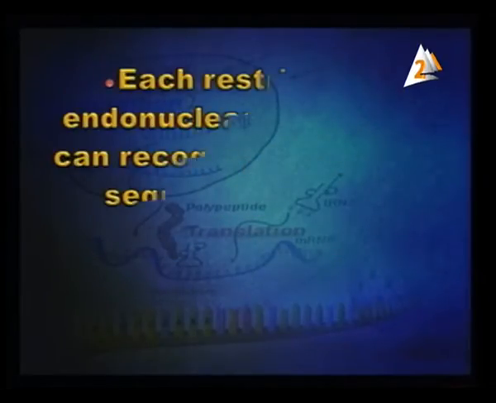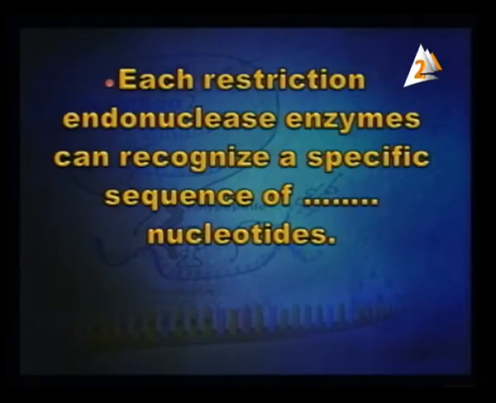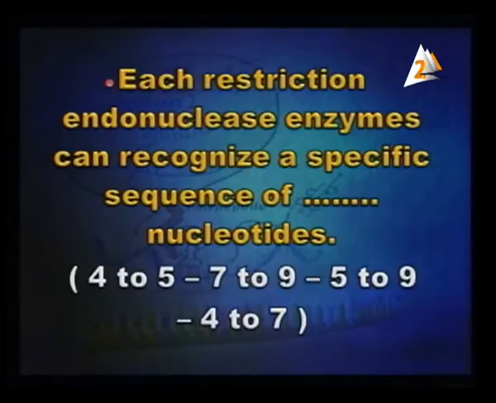Each restriction endonuclease enzyme can recognize a specific sequence of nucleotides: 4 to 5, 7 to 9, 5 to 9, 4 to 7. Yes, 4 to 7. Second question.